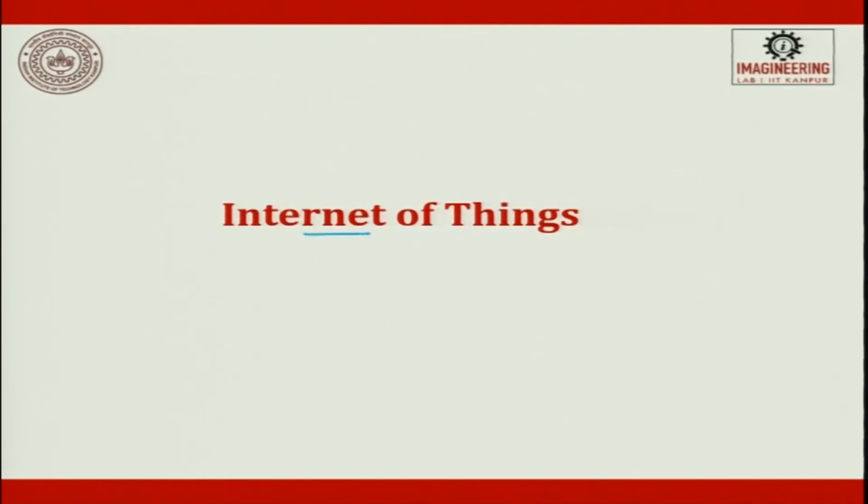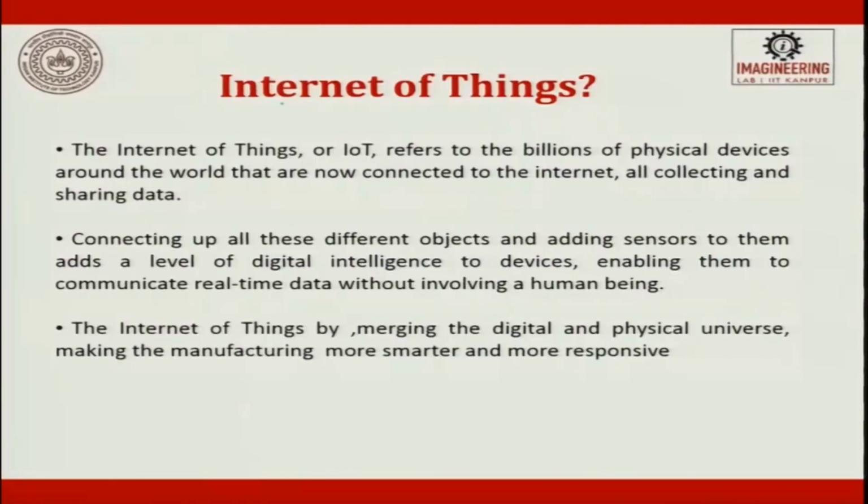Now, let us see the next topic, which is Internet of Things. I am quickly going through all the jargon words, so you will understand what these jargon words are and how the computer is playing a role in improving manufacturing processes or customer satisfaction. Internet of Things, otherwise called IoT, refers to the billions of physical devices around the world that are now connected to the internet, all collecting and sharing data. The most important thing is only this.